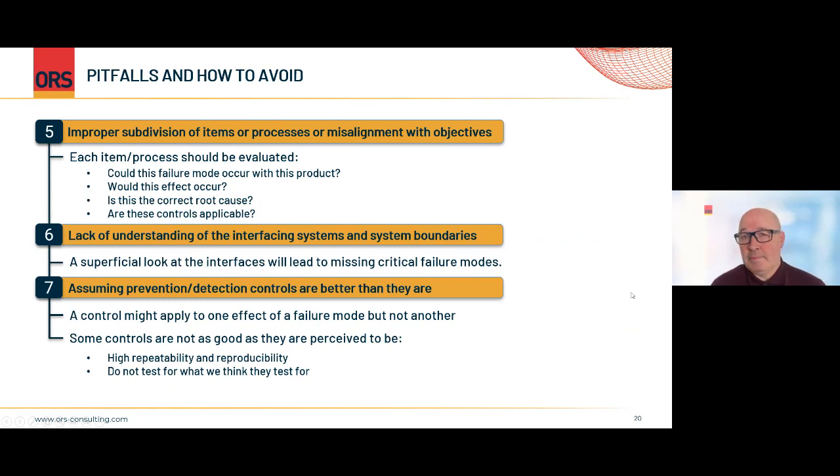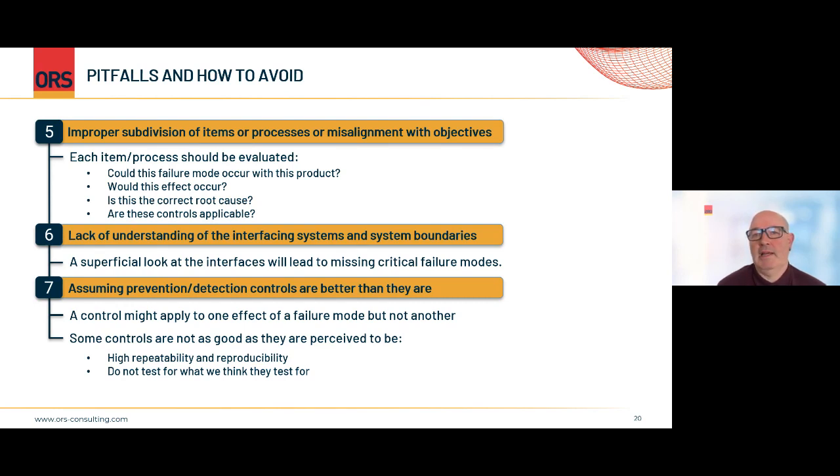If we don't subdivide items or processes, or there's misalignment with the objectives, each item or process needs to be evaluated. Can this failure mode occur within the product? Would this effect occur? Is this the correct root cause? Are the controls applicable? And that needs to be done to the right level of detail to answer the question you're trying to answer. If you don't go deep enough, you're not going to get to the bottom of it.